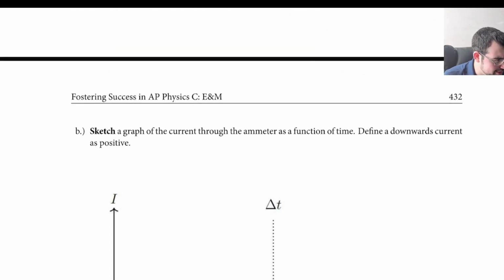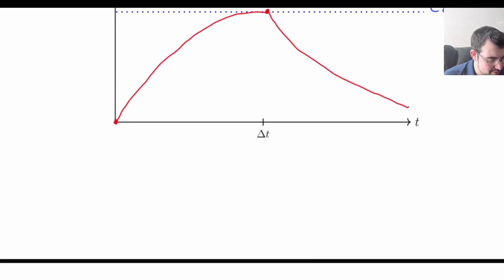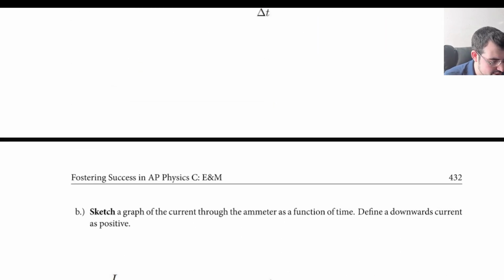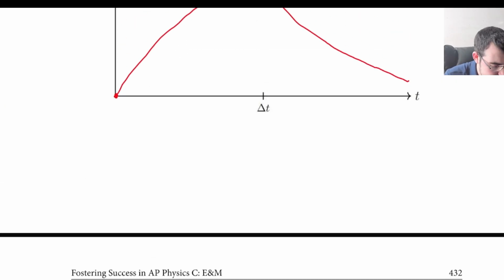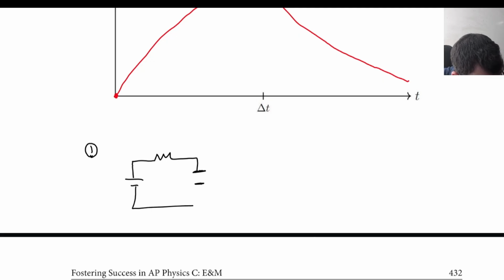Sketch a graph of the current through the ammeter as a function of time. Drive a downwards current is positive. All right, so what does that mean? So let's draw both cases, and then we're going to check for consistency. So we know we're going to have two regimes. So this is circuit 1. So when it's in position 1, it looks like this. My capacitor kind of looks very battery-ish in that picture. There we go. All right, so circuit 1, what's going to happen?